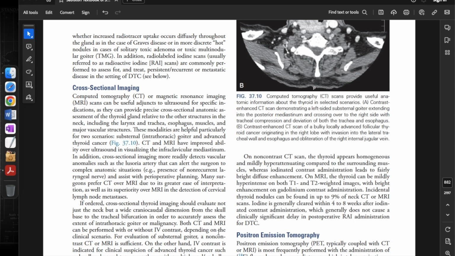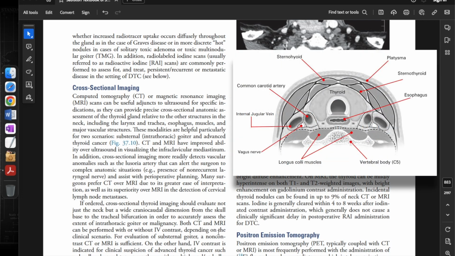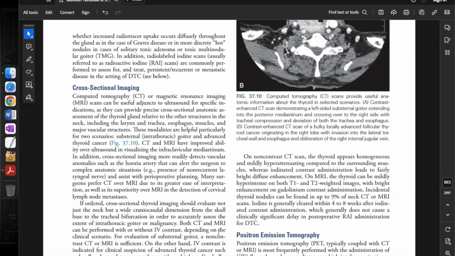In addition, radio-labeled iodine scans, usually referred to as radioactive iodine (RAI) scans, are commonly performed to assess for and treat persistent or recurrent or metastatic disease in the setting of differentiated thyroid cancer. The next is cross-sectional imaging. CT or MRI can be useful adjuncts to ultrasound for specific indications, as they can provide precise cross-sectional anatomic assessment of the thyroid gland relative to the other structures in the neck, including the larynx and trachea, esophagus, muscles, and major vascular structures. These modalities are helpful particularly for two scenarios: substernal goiter and advanced thyroid cancer.